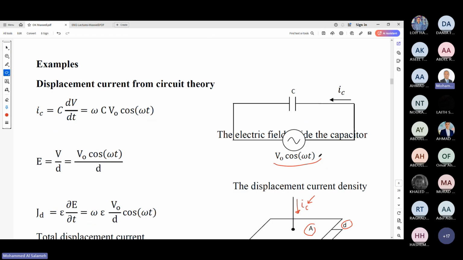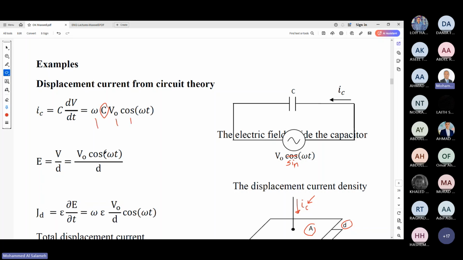So this is wrong. This should be sine, not cosine. This is sine omega t. So C dV by dt, this is C, and dV by dt is omega V naught cosine omega t.